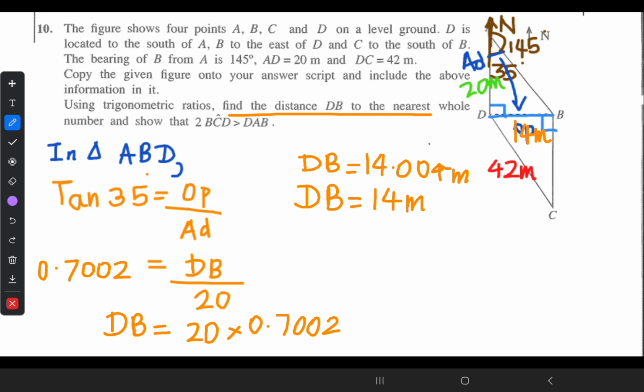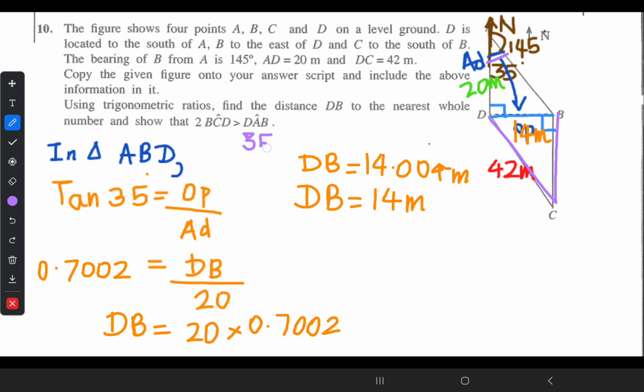Show that 2 times BCD is greater than DAB. Sorry, DAB. BCD means this angle, and DAB is this angle, which is 35 degrees. We already know DAB is 35 because in the question the bearing is 145, and when we subtract 145 from 180, the remaining angle DAB is 35 degrees.